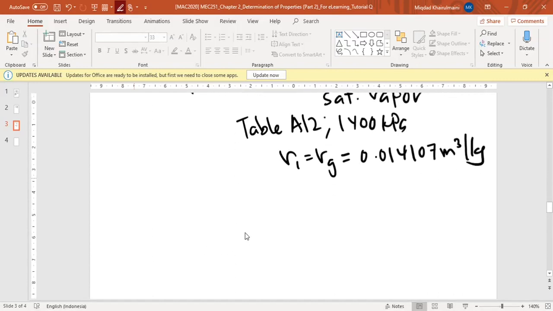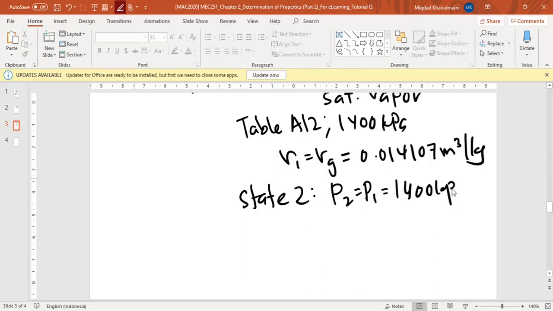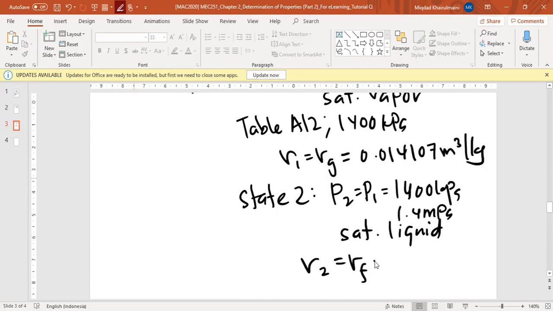Then we proceed with state 2. The pressure is the same, 1400 kilopascal or 1.4 megapascal. The phase now is saturated liquid. For saturated liquid, the specific volume at state 2 is equivalent to vf. Here the value is 0.0009166 meter cubed per kilogram. That is all for step 3.